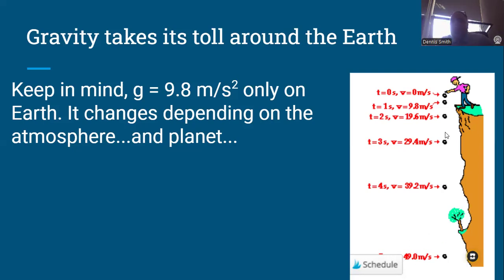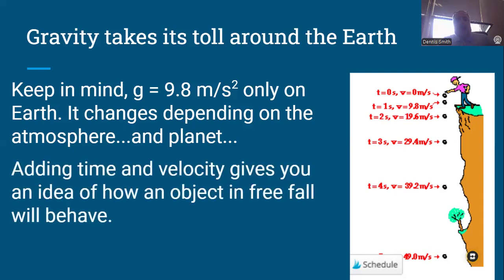So you can see it's picking up speed as it goes down because the acceleration is 9.8 meters per second squared. Okay. Gravity is only that value on Earth. Other planets have different gravities. They change depending on what the atmosphere is and what the mass of the planet is. Adding time and velocity, you can now see how an object in free fall will behave.